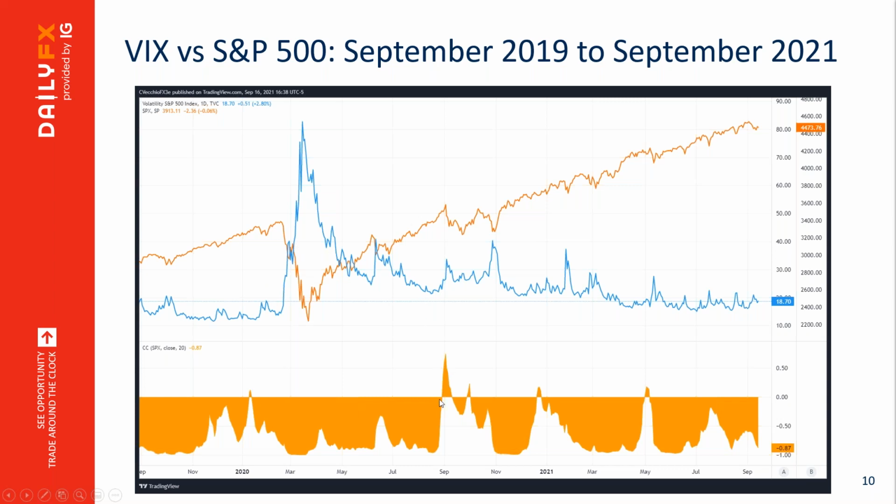In fact, we saw this last September, a year ago, when volatility was rising alongside the S&P 500. And sure enough, the market came down thereafter. We saw it here at the end of 2020, which preceded a sideways move. And again, we saw it here in May, and that was before another sell-off in stocks.